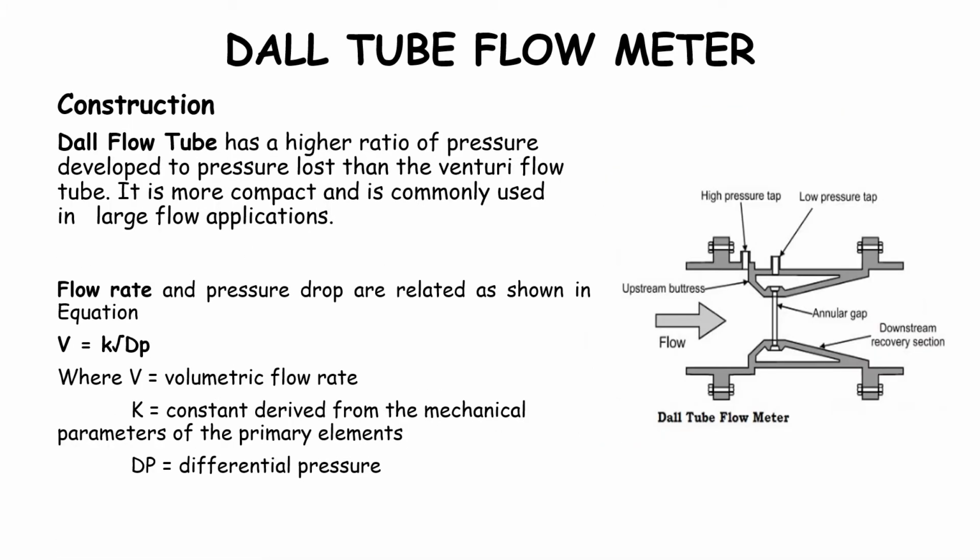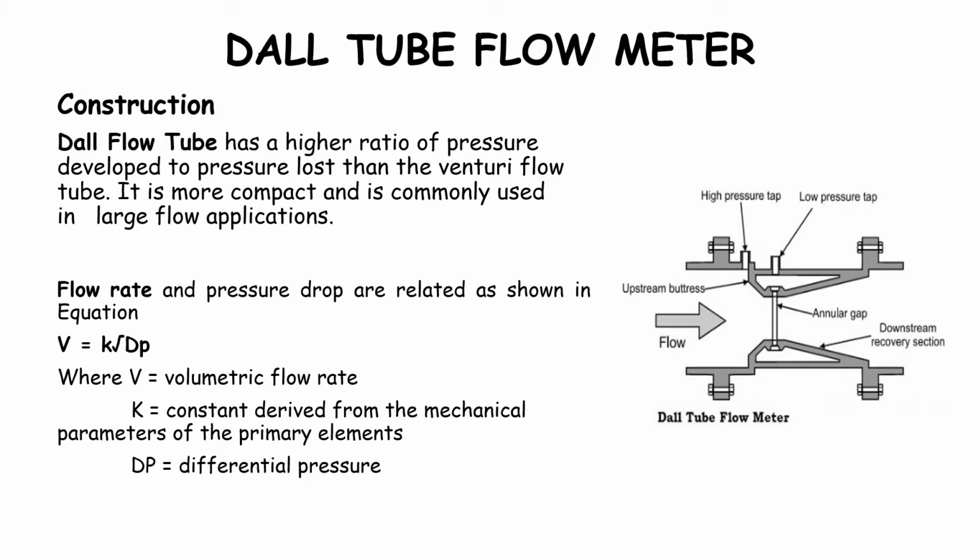Now, next in line is the Dall tube flow meter. The construction: a Dall tube has a higher ratio of pressure developed to pressure loss than the Venturi flow tube. It is more compact and it's commonly used in large flow applications. The flow rate and the pressure drop are related as shown in the equation.